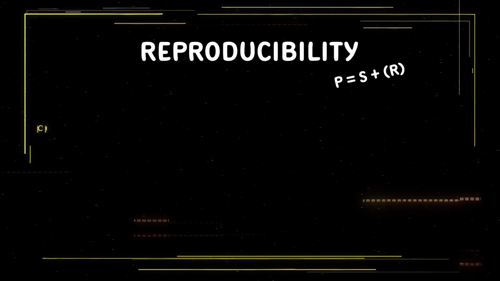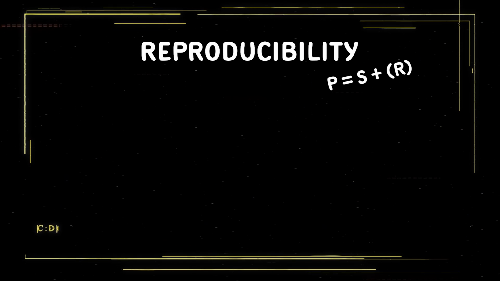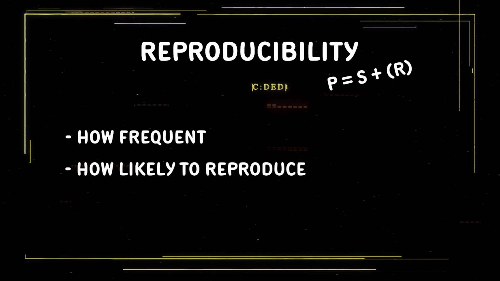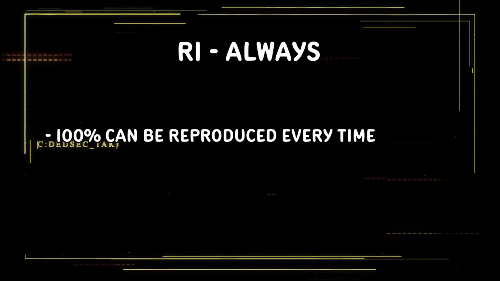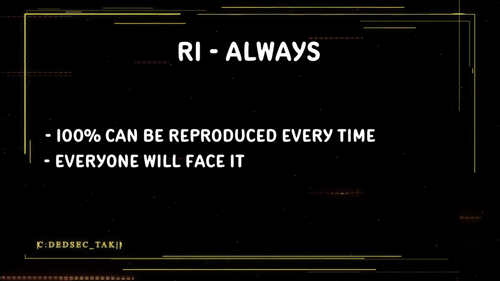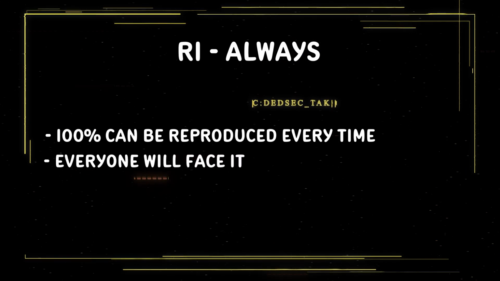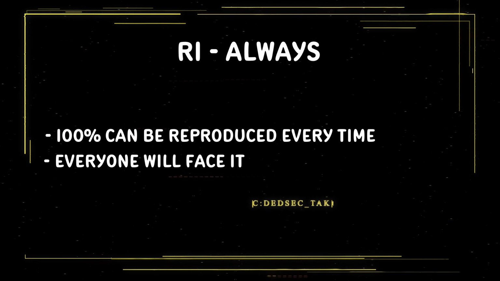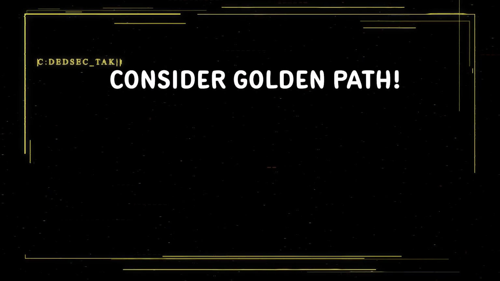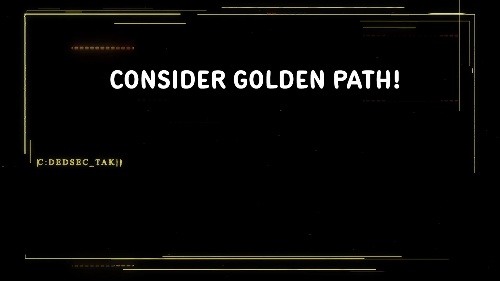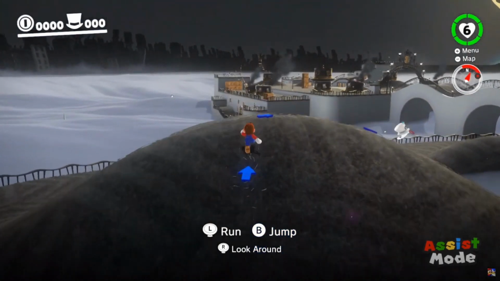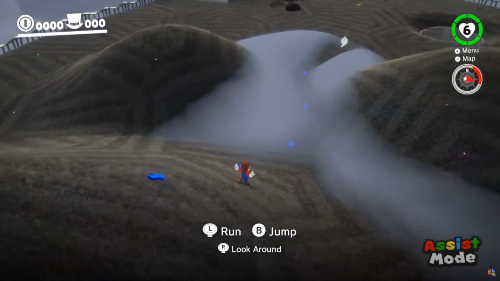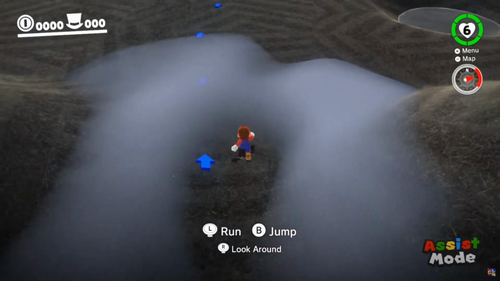Now we have reproducibility. Reproducibility determines how frequent or likely the bug is to occur. There are 3 levels. Level 1, always. This bug can be reproduced every single time. This is a big deal as it means that this bug can and will be viewed by everybody who plays the game. It is also important to think whether this bug is in the golden path. Golden paths represent the path the player wants or has to take in order to reach the goal. This is especially applicable if your game is an open world exploration game.